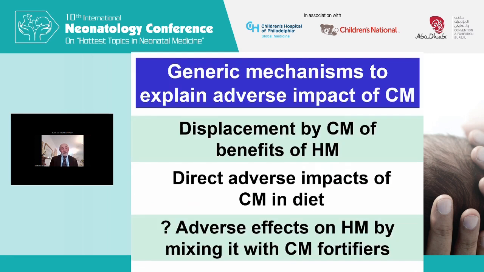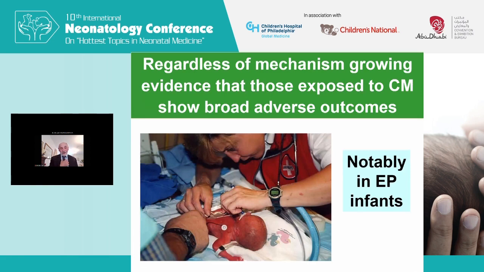So the generic mechanisms that might explain this adverse impact of cow's milk could actually be simply the displacement by cow's milk of the benefits of human milk, or it could be direct adverse impacts of cow's milk itself, or possibly the adverse impact of cow's milk fortifiers on human milk biology, or it could be a combination of those. But regardless of mechanism, there is growing evidence that those exposed to cow's milk show broad adverse outcomes. And importantly, this is notable in extremely premature babies.